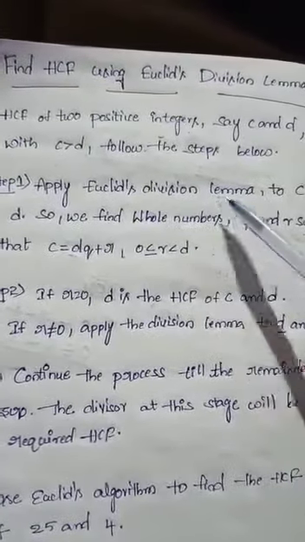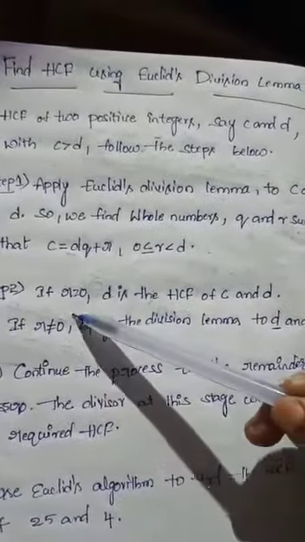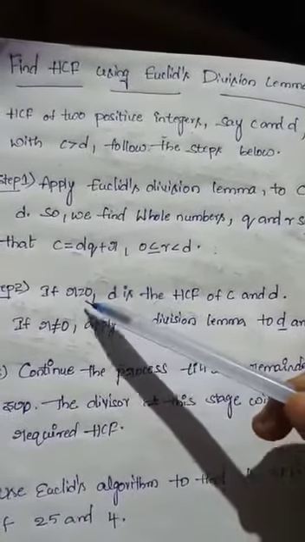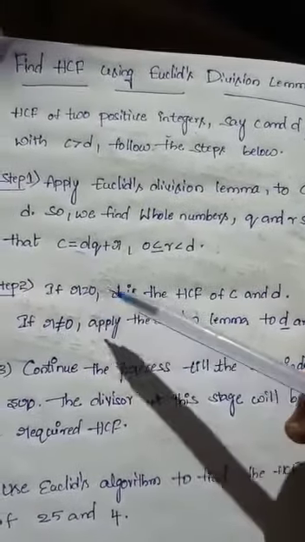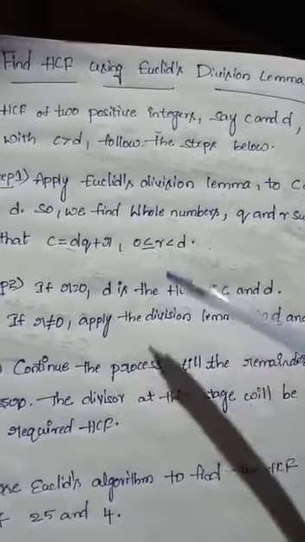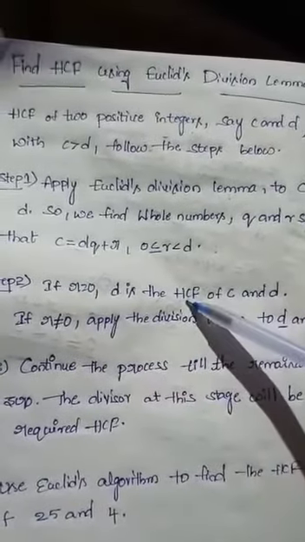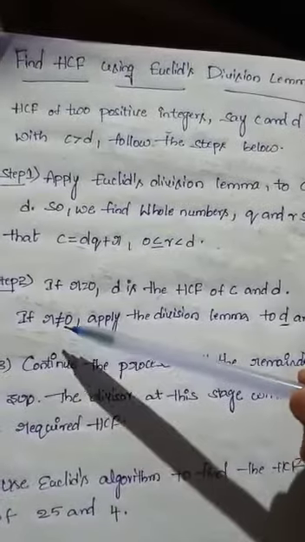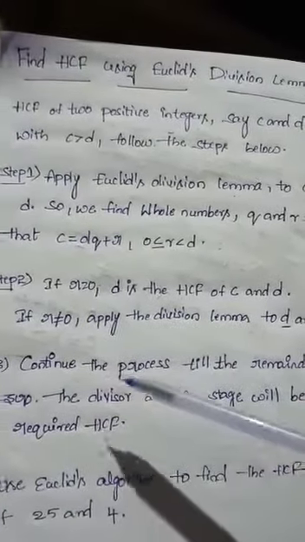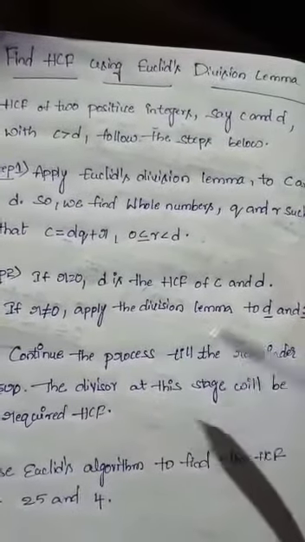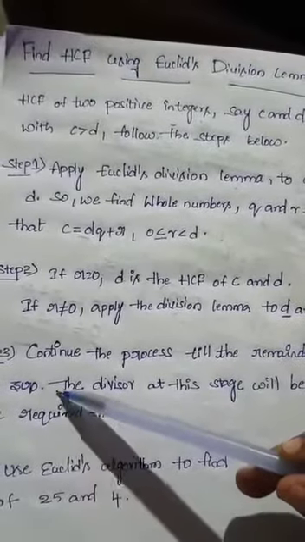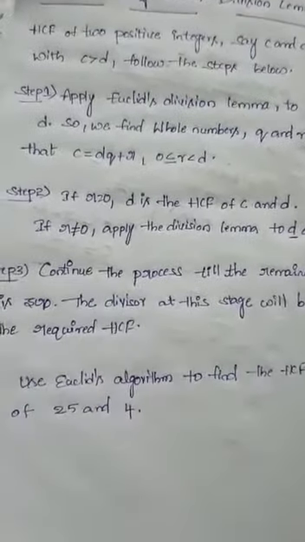Apply Euclid division lemma. In case we get R equal to 0, D is our HCF. In case R is not equal to 0, continue the process till the remainder is 0. Okay. Let's discuss one example.